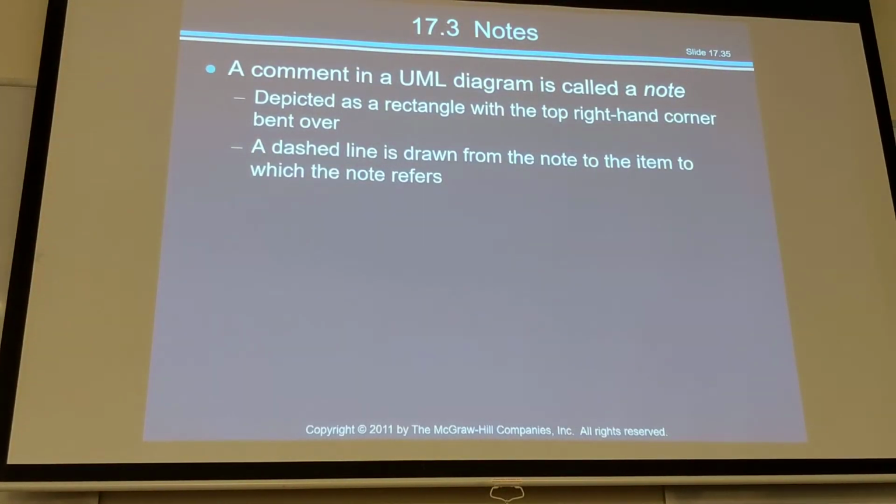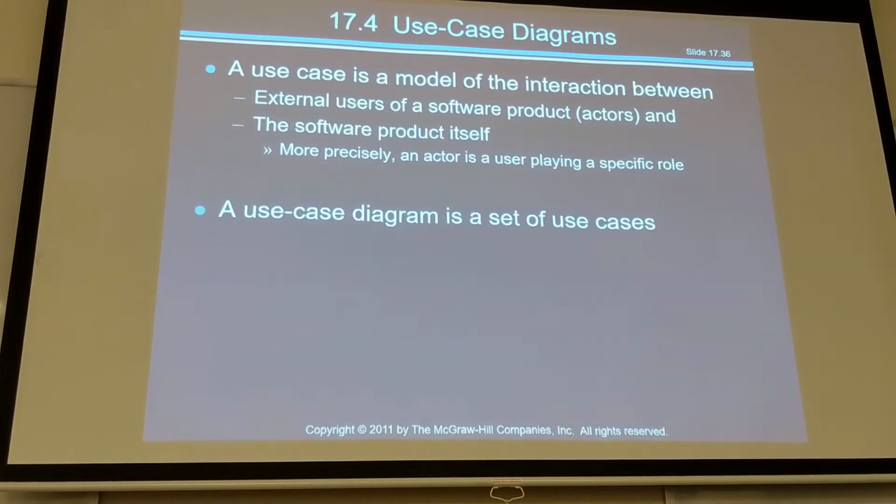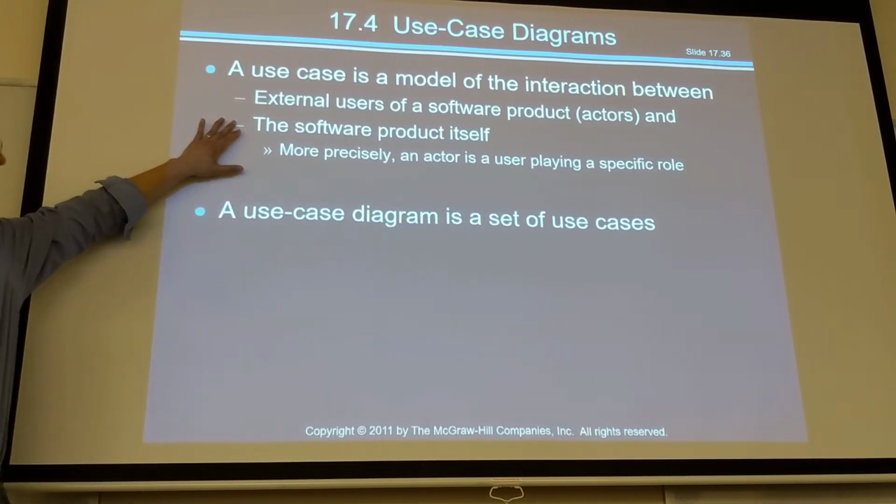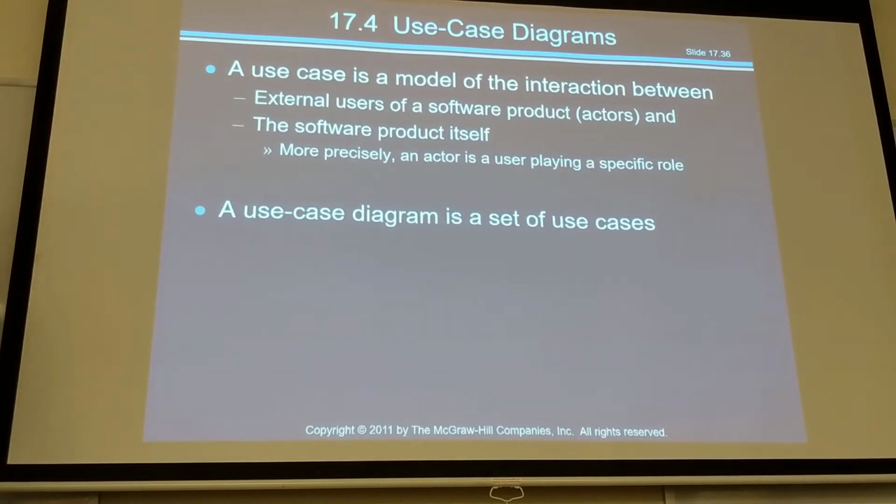All right. So notes, we don't need to say too much. This is just your comments in your code. Use case diagram. We have spent quite a bit of time on this. This is the model of interaction between external users and the product. That is the emphasis of this item, right? You are examining the software program from outside. That is why it's called a use case diagram. How you use the system, how somebody else uses the system. That somebody else can be a computer program, right?